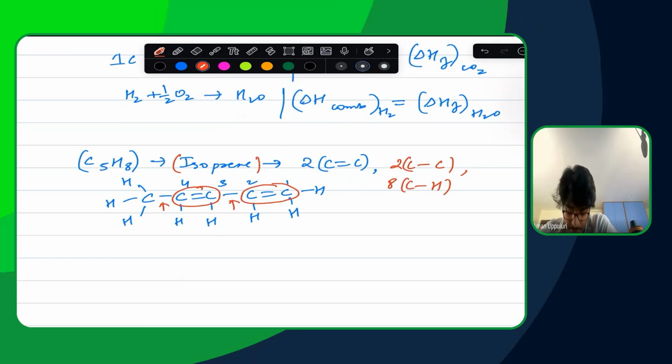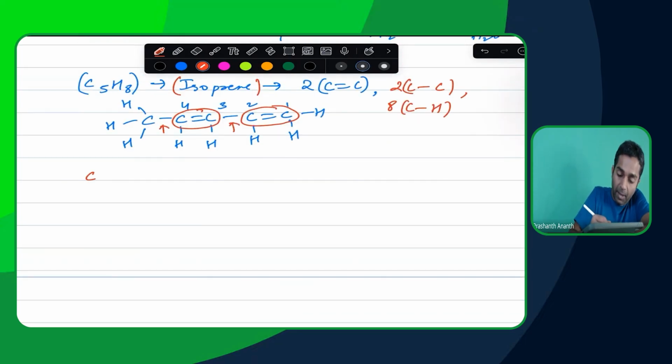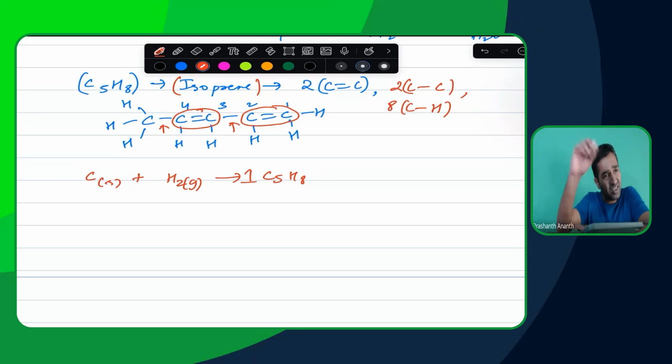Correct? So now let's write an enthalpy of formation of isoprene. I'm going to have carbon solid plus hydrogen gas giving me C5H8, 1 mole of this. Let's not bother with what physical state this is; let's assume it's formed whatever. So what processes should I be doing here? I should first convert the carbon solid into carbon gas, and break the hydrogen into hydrogen atoms.